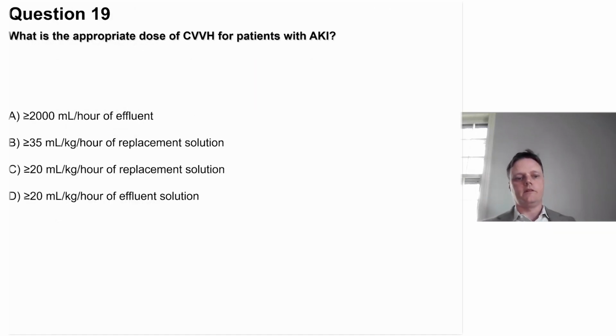Here's a straightforward question. What is the appropriate dose of CVVH for patients with AKI? Greater than 2,000 mL per hour of effluent, greater than 35 mL per kilogram per hour of replacement, greater than 20 mL per kilogram per hour of replacement, or greater than 20 mL per kilogram per hour of effluent solution? The answer is D, greater than 20 mL per kilogram per hour of effluent solution.